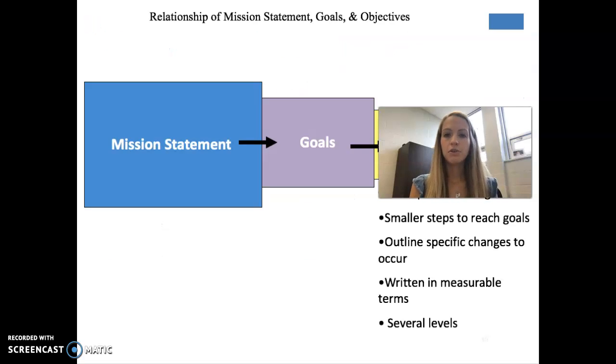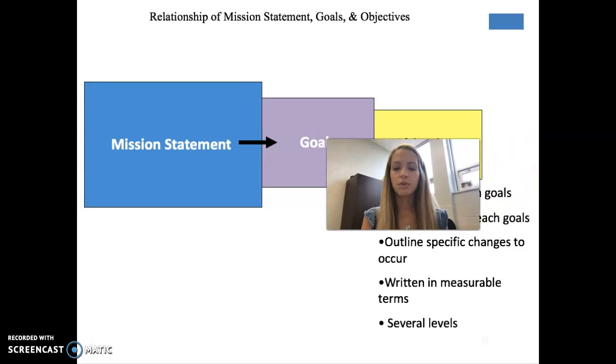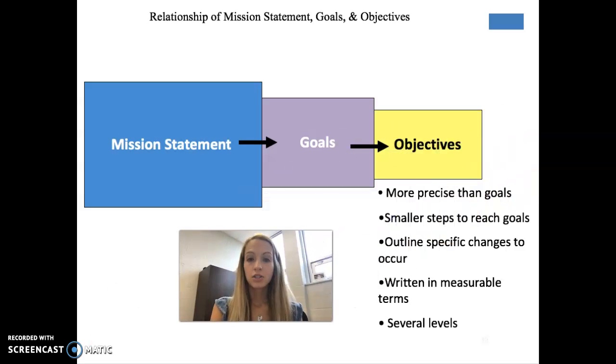All right, so let's move forward to our last one, which is our objectives. So these are the most precise. They're much more bite-sized, so they're smaller steps, and they help us reach our goals. They outline specific changes that need to occur in our programs, and they're written in measurable terms. They have to be able to be measured. And there are several different levels that we'll talk about next.